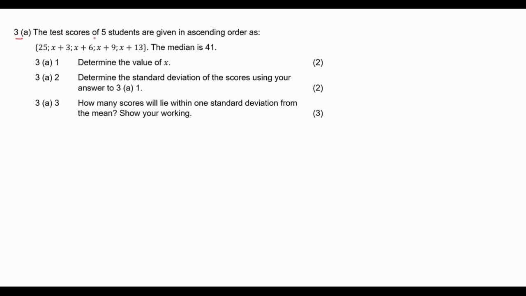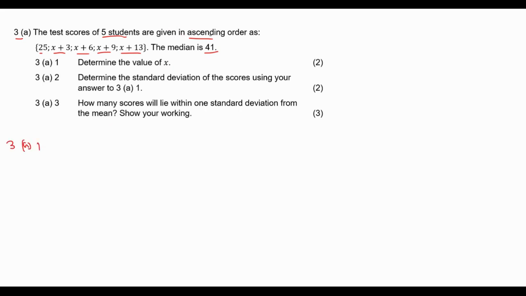The test scores of 5 students are given in ascending order as 25, x plus 3, x plus 6, x plus 9, and x plus 13. The median is 41. Determine the value of x, that is 3a1.